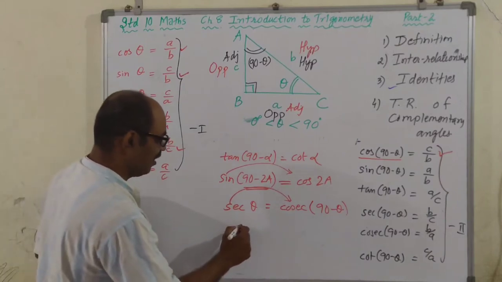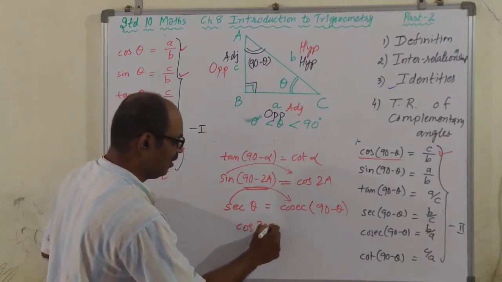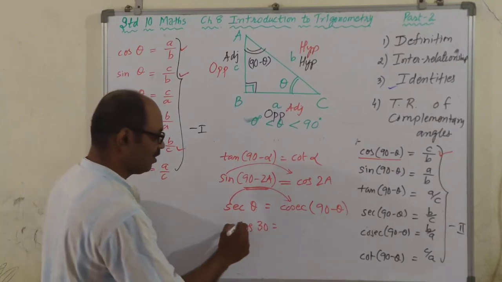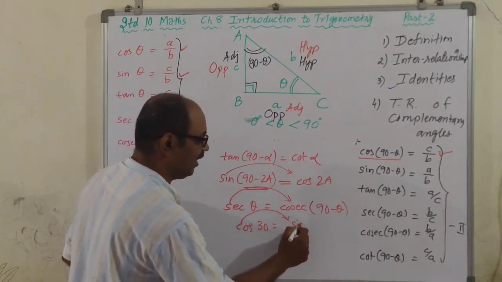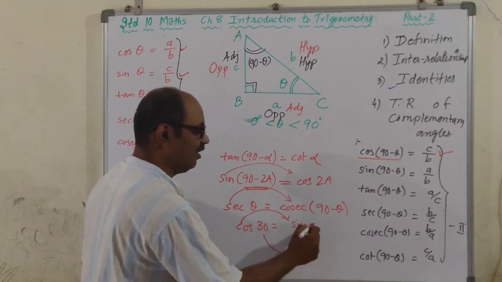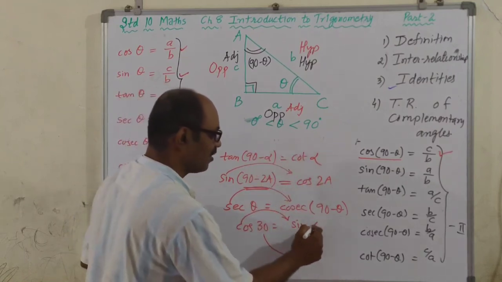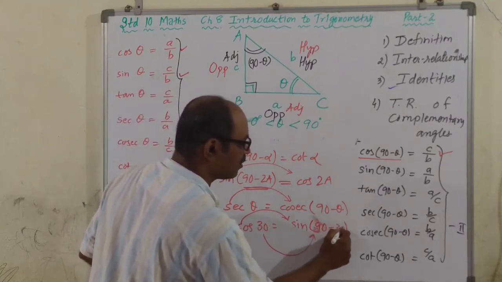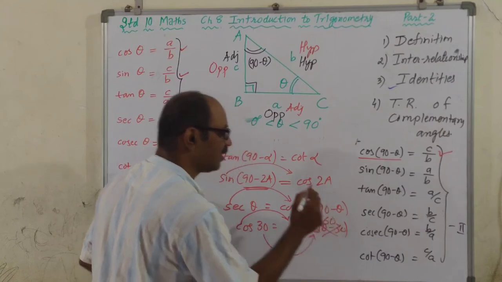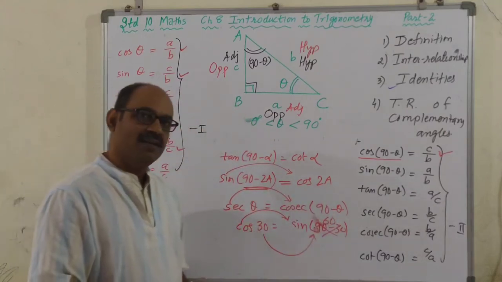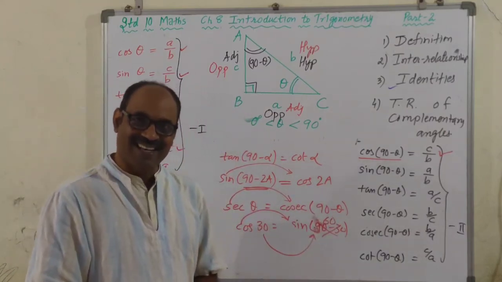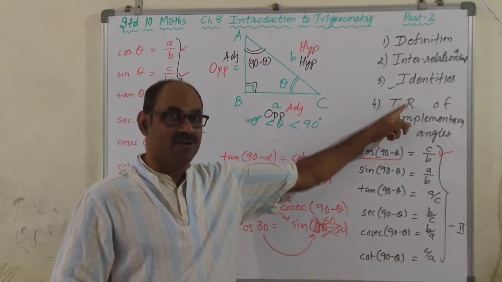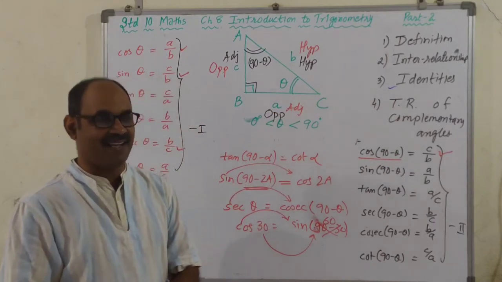Alright. Now, interesting. Cos 30. The angle 30 is given to us. What is complementary of cos? Sine. And what is complementary of 30? 90 minus 30, that is 60. Or you may write in brackets 90 minus 30, which is actually equal to 60. You may write directly if the theta is known to you. Is that clear? So these are the 6 trigonometric ratios of complementary angles.